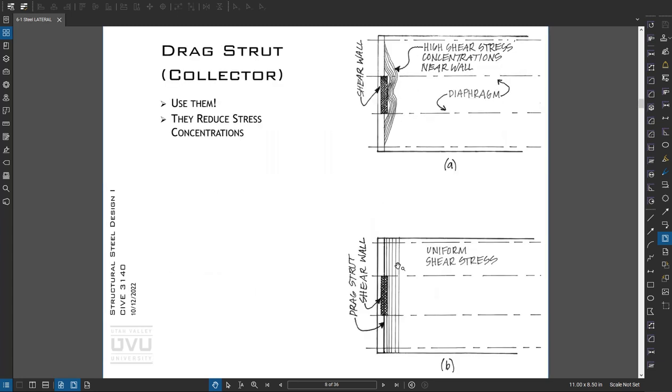Something else to keep in mind is using drag struts and diaphragms. If you have a shear wall and we have a metal deck diaphragm delivering load to it, there'll be a stress concentration right at the tip of the wall, which will create high stresses in the diaphragm, which could cause it to start ripping in that location. If we add a drag strut, so maybe a beam or an angle or something that's connected to the wall and connected to the diaphragm, the stresses in the diaphragm tend to be more uniform, and there's far less chance of having a massive failure in the diaphragm.